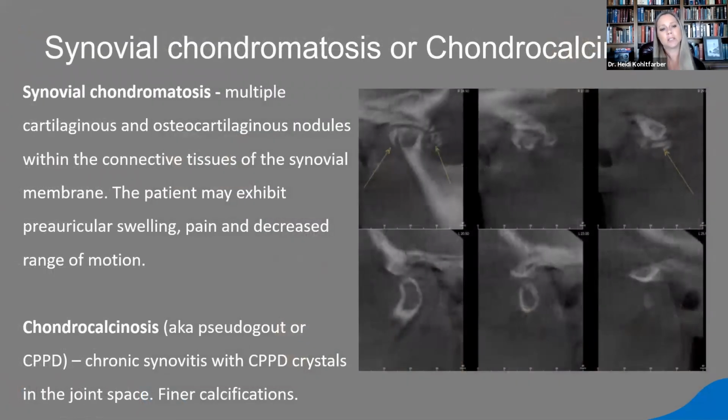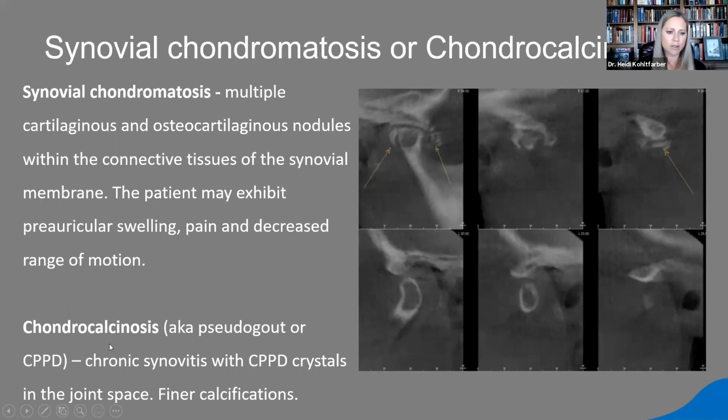We can also see various pathologies. So this is either synovial chondromatosis or chondrocalcinosis. And what you're going to notice is you have multiple of these nodular hyperdensities surrounding the condylar head. It almost looks like some of our space junk orbiting a planet. And so with our synovial chondromatosis, we get multiple cartilaginous and osteocartilaginous nodules within the connective tissues. The patient can have periauricular swelling, pain, decreased range of motion. Usually they're going to treat this very similar to osteoarthritic changes, but occasionally they'll actually have to go in and remove some of these loose bodies that are in here.